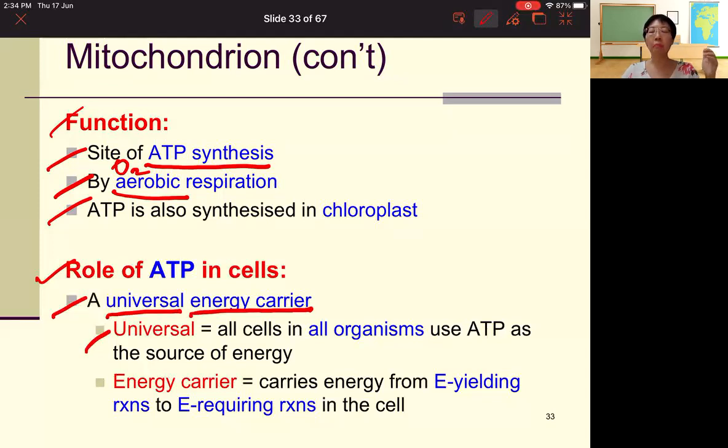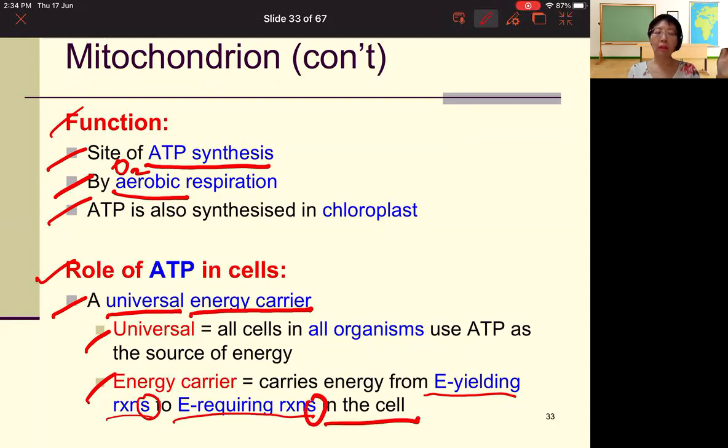So it is universal, meaning applied in all the cells in our body and all the cells in all organisms, you name it, plant, fish, animal, okay? So universal. What about energy carrier? That means it carries energy. ATP is a molecule that carries energy. Now, in biology, when you say it carries, you must tell me carry from where to where. Carry from energy yielding reactions to energy requiring reactions inside the cell.